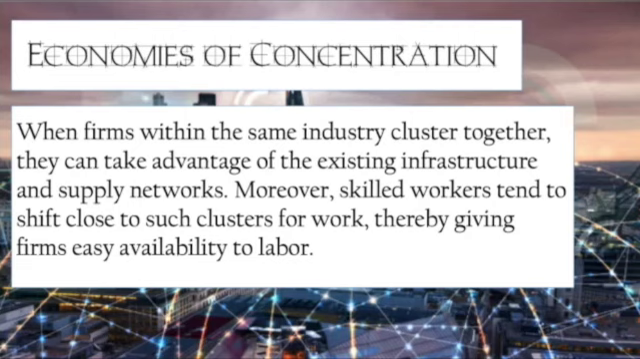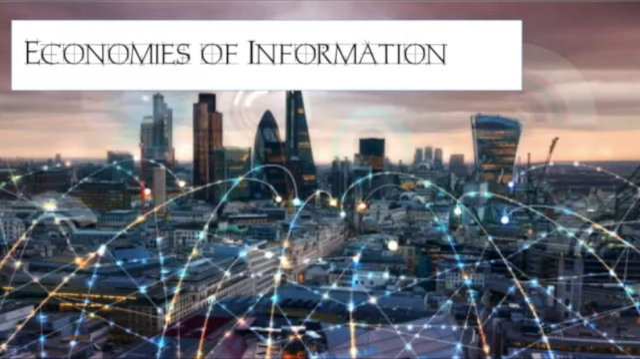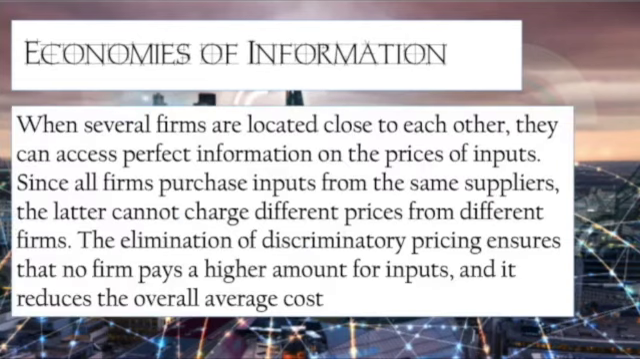Now, another type of external economies of scale is economies of information. Now, economies of information is when several firms are located close to each other and they can access perfect information on the prices of inputs. Since all firms purchase inputs from the same suppliers, the latter cannot charge different prices from different firms.